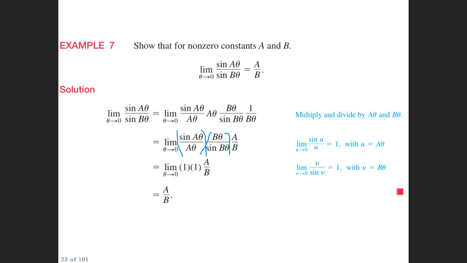What is the limit of sine a theta over a theta? It's just the same as we had before. It's like sine u divided by u. So that's 1. What is the limit of something like v over sine v? 1 divided by 1, or just 1. So really we're just left with 1 multiplied by 1 multiplied by a over b. I think this limit shouldn't be there. So we're just left with a over b.